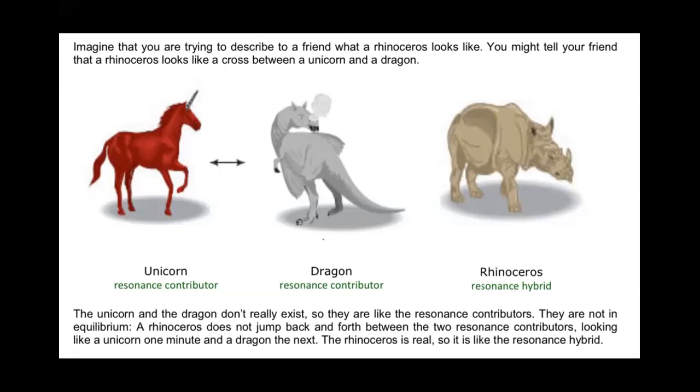They are not in equilibrium. The rhinoceros does not jump back and forth between two resonating contributors, looking like a unicorn one minute and a dragon the next minute. So only the rhinoceros is real. Dragon and unicorn are just resonating contributors. So the rhinoceros is similar to the resonance hybrid structure. Only the resonance hybrid structure actually exists, and the other structures are just imaginary structures.